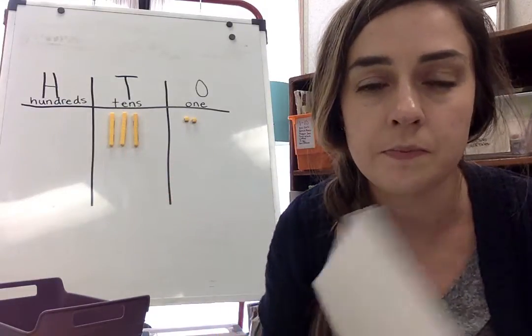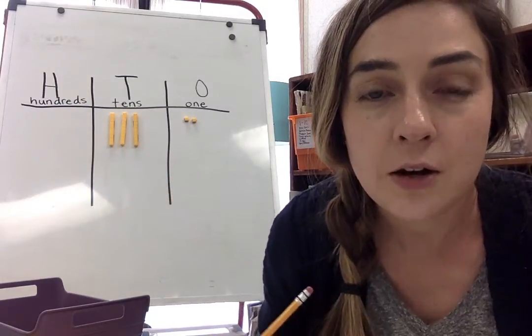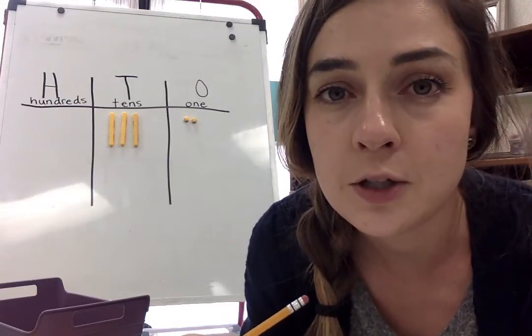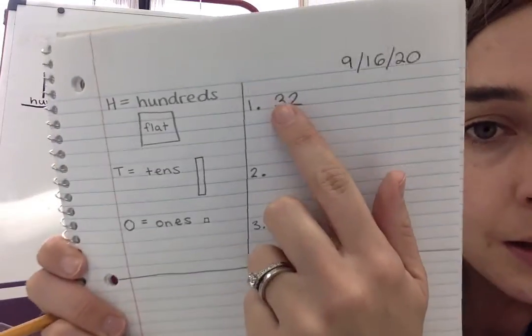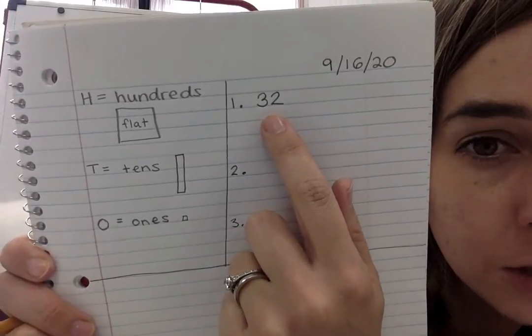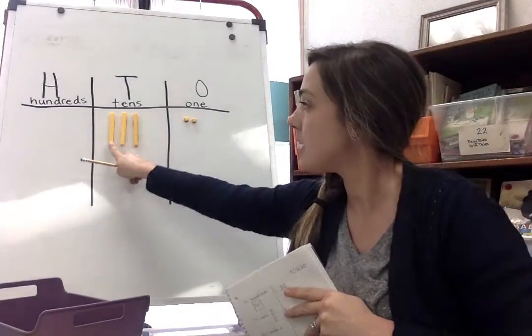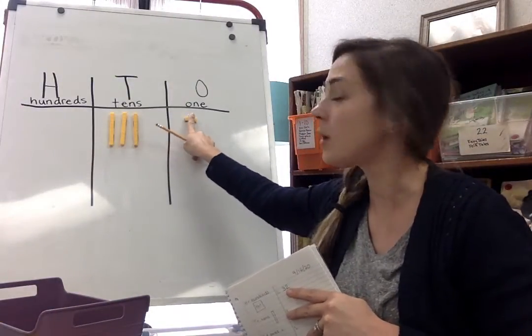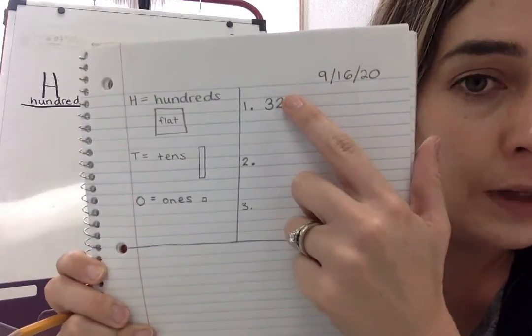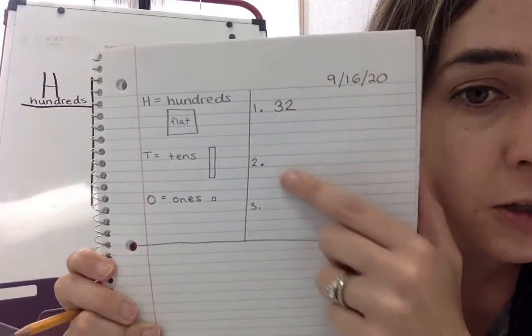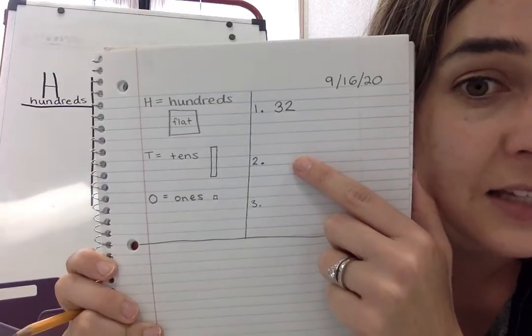All right, so 3 groups of 10 and 2 ones. What does it equal? On the count of 3, let's show one another. 1, 2, 3. Did you write 32? 10, 20, 30, 31, 32. All right, this next number that I'm going to build, you're going to write the answer next to number 2.